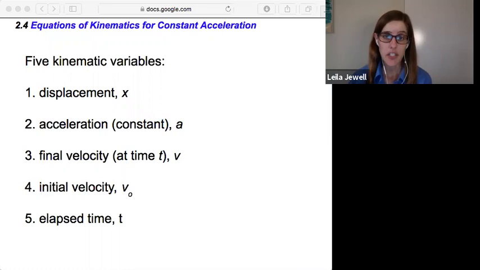The final velocity at some time t is given by v. The initial velocity is when t is equal to 0, and then the elapsed time, t. So these are the main 5 variables you'll have to identify, and I encourage you on these problems to write out all 5 variables and see which ones you know versus want to know. We'll get more into that in just a moment.